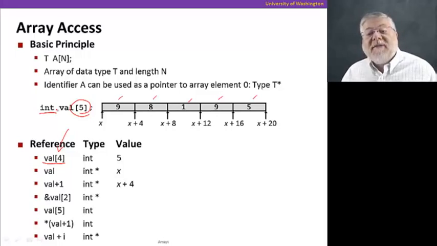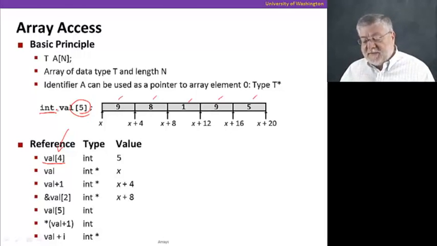Continuing on, we have the address of the 2nd element of the array, the 2nd index of the array, rather, or the 3rd element, and that would be x plus 8. Okay, again, because we start the indices at 0.